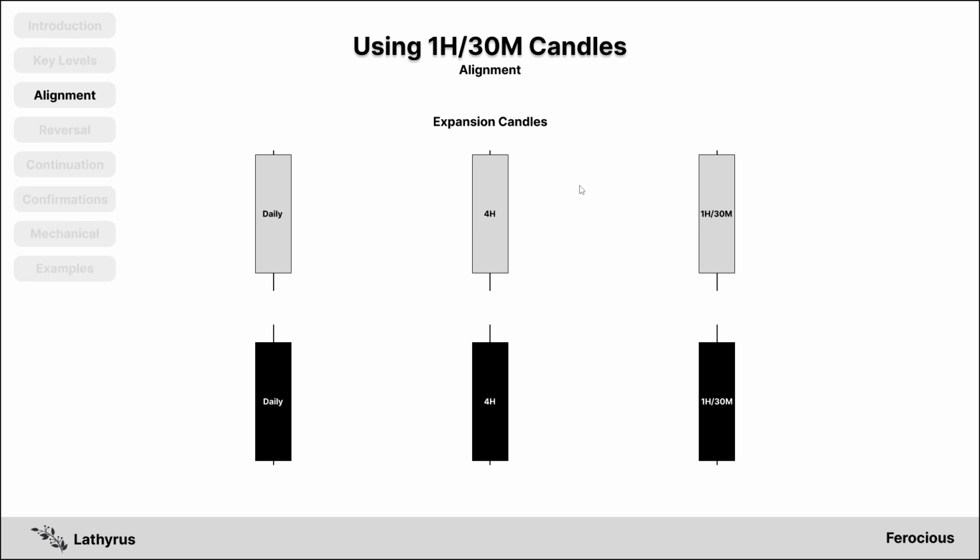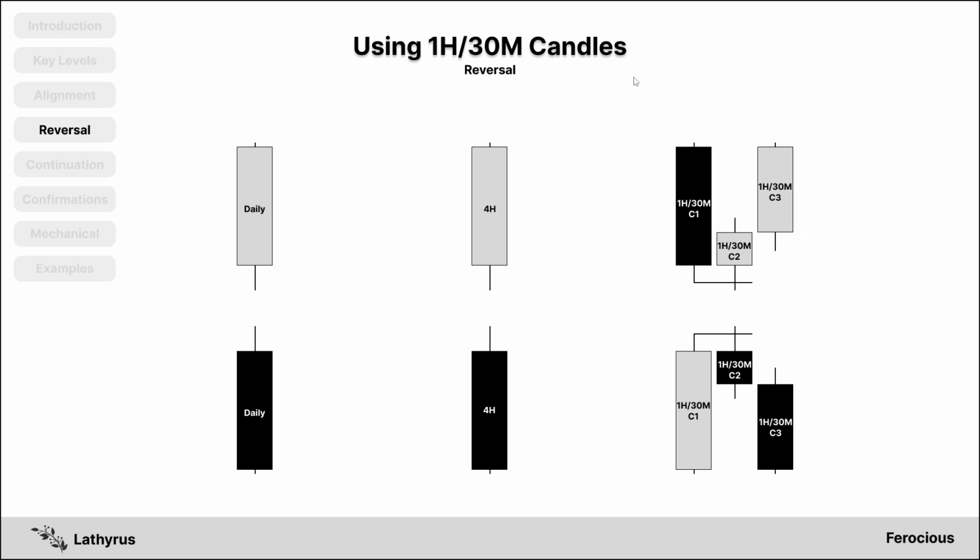We want to be in a 4 hour expansion candle as well, with the same qualifications as on the daily, with a small wick. And from there we want to be in a 1 hour or 30 minute expansion candle as well. For me the 1 hour and 30 minute candles are exactly the same, so it doesn't matter which one I use to create my narrative on the 1 hour and 30 minute.